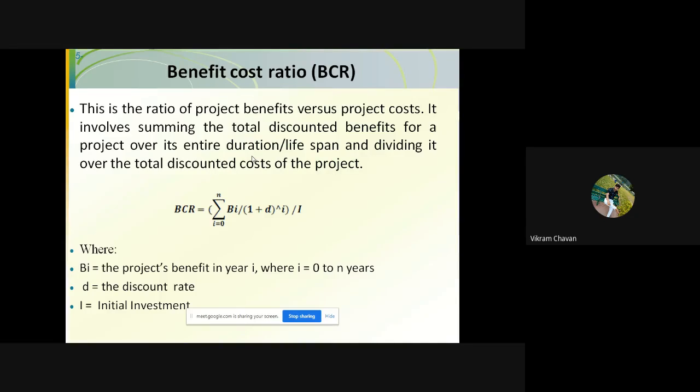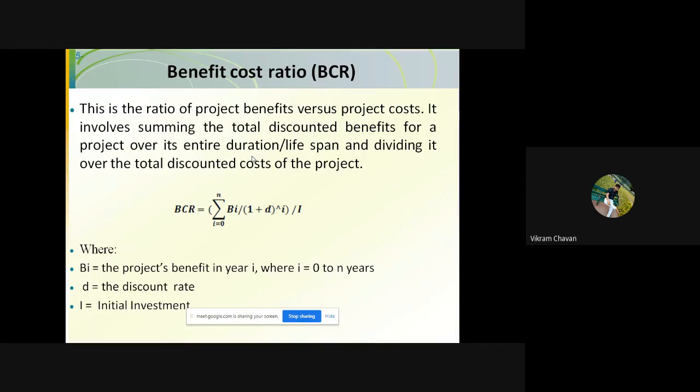So whatever benefits one can get by considering one project, and how much investment one has to perform in that project, that ratio of benefits and investment is nothing but the benefit cost ratio. This is the ratio of project benefit versus project cost.